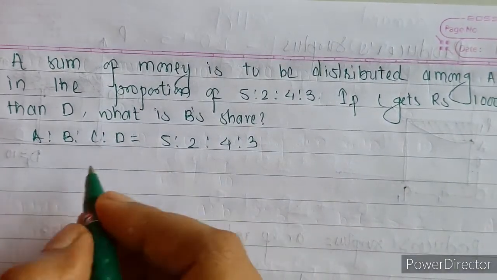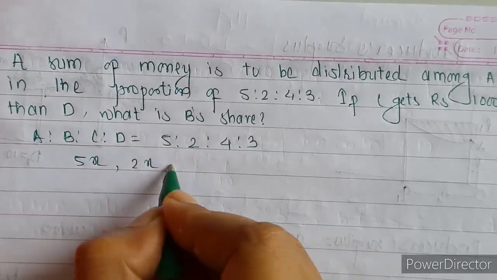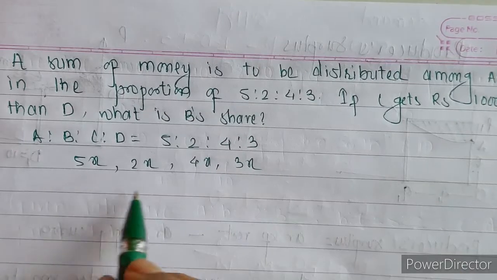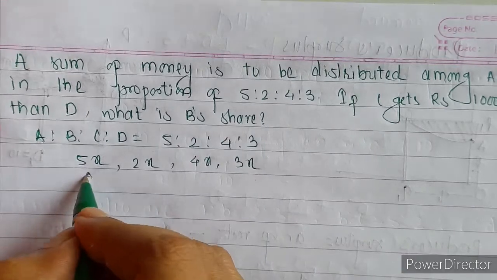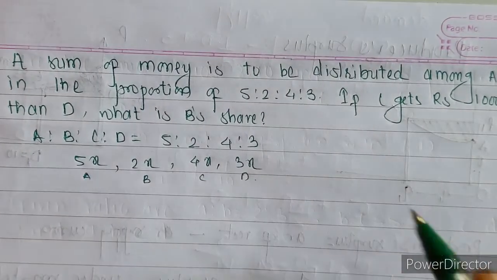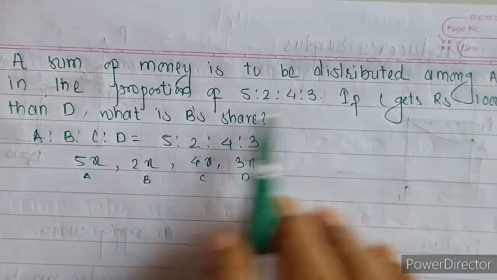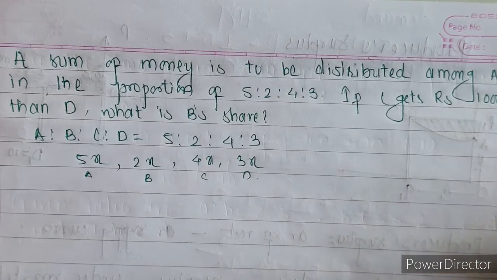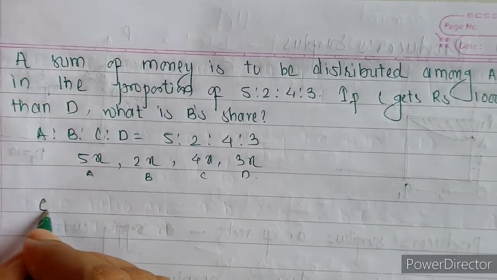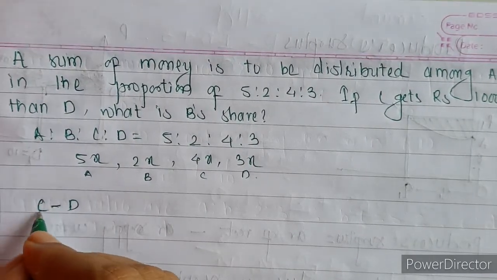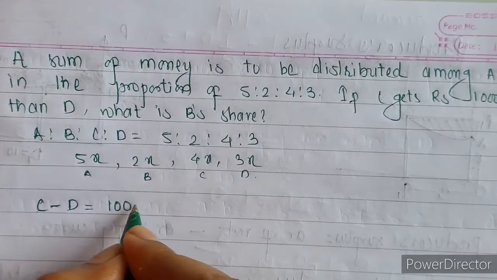Now we can write this as 5x, 2x, 4x and 3x. So these are the values of what A, B, C and D are going to get. What is given? C gets ₹1000 more than D, right? So the difference between C and D is ₹1000. So C minus D, subtracting D's amount from C's amount, it is 1000.